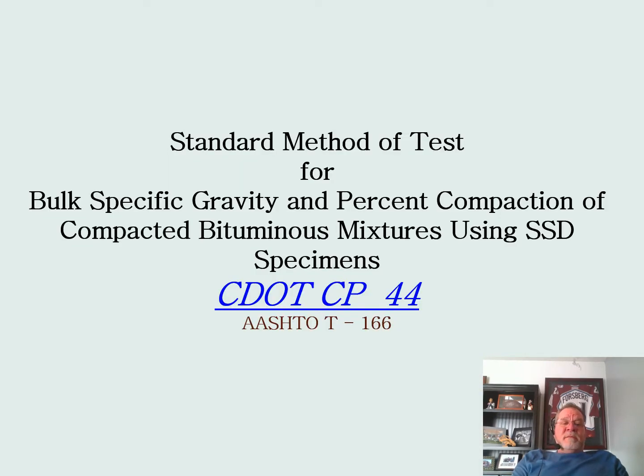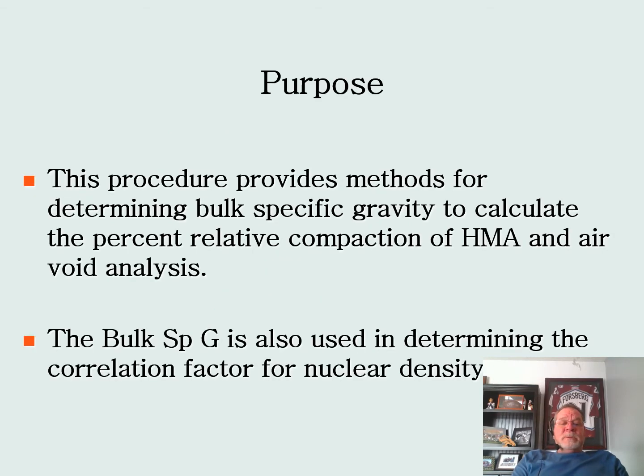Our next procedure is CP44 for the bulk specific gravity and percent compaction of a compacted bituminous mixture. We're going to look at how to determine a bulk specific gravity and to calculate the percent relative compaction of a hot mix asphalt mixture. We're also going to be using these for air voids analysis. The bulk SPG, or bulk specific gravity, is also used in determining a correlation factor for nuclear density gauges when they're used for testing the in-place density of the asphalt.